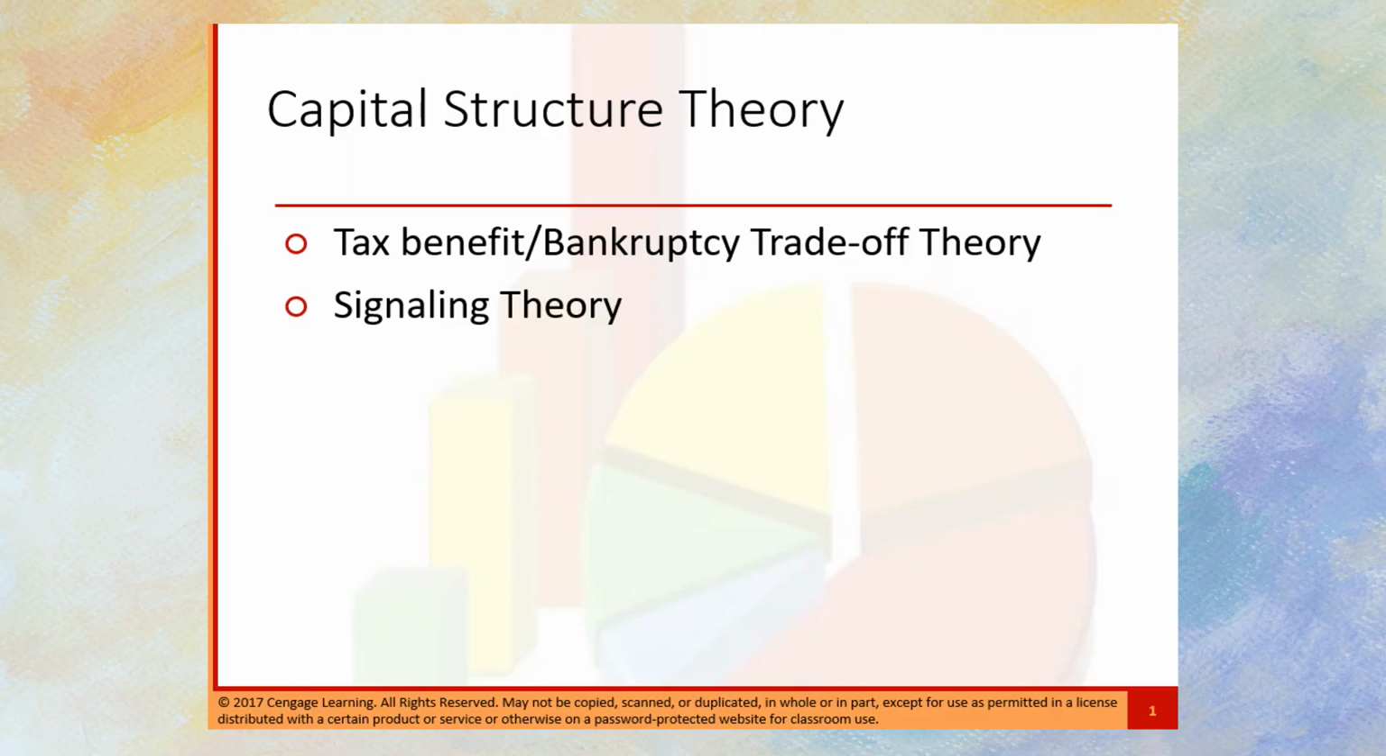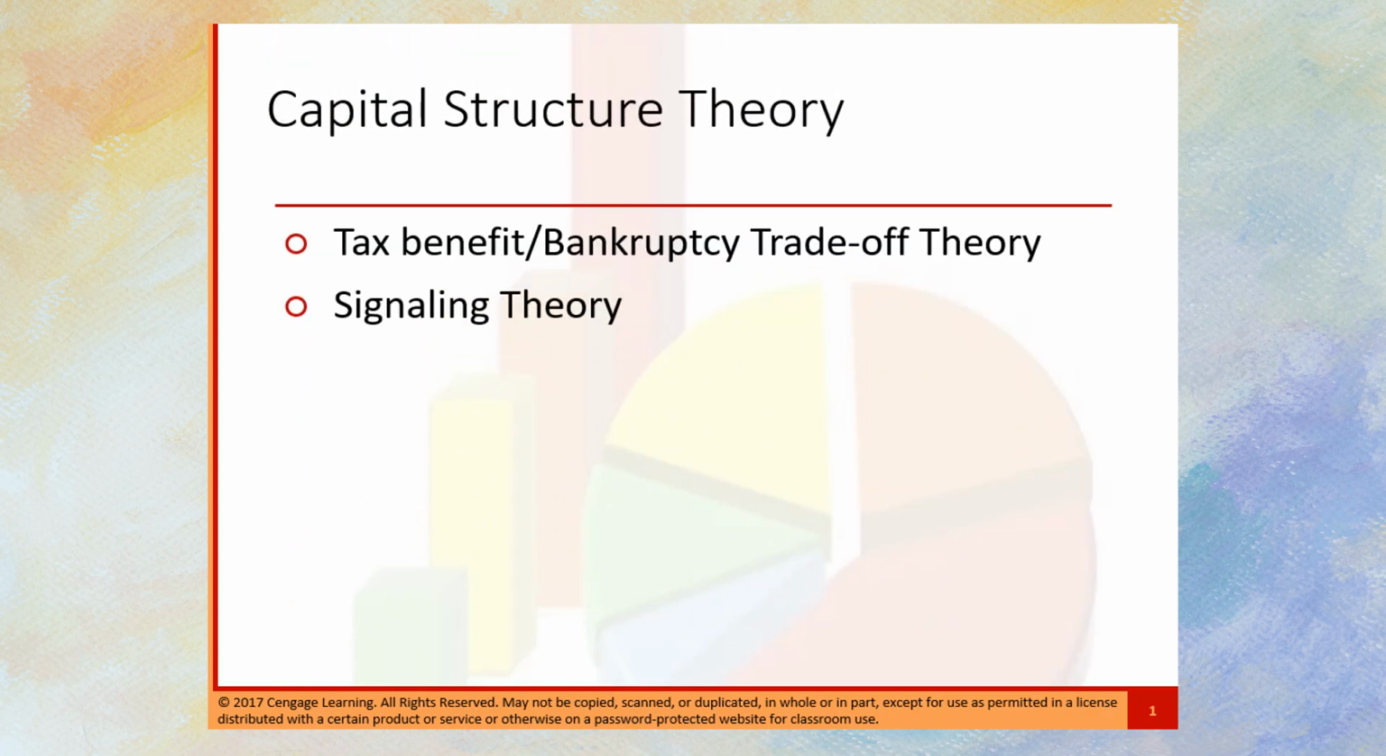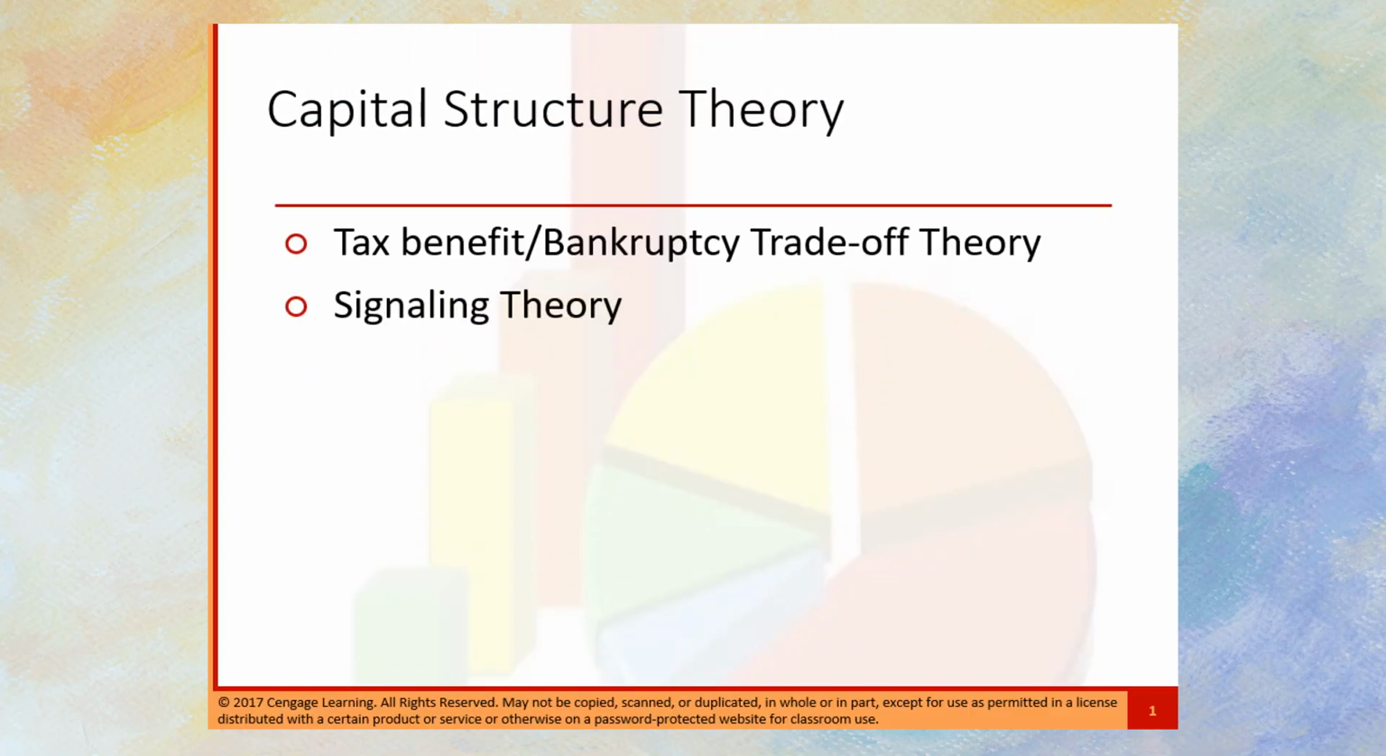Capital structure theory. Let's take a look through a theoretical lens. There are three major ideas we'll touch on: the trade-off theory, the signaling theory, and the Bankruptcy/Tax Benefit Balancing Act. We'll unpack each of these, starting with the trade-off theory.